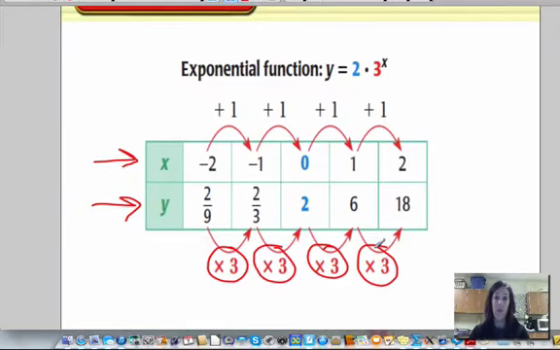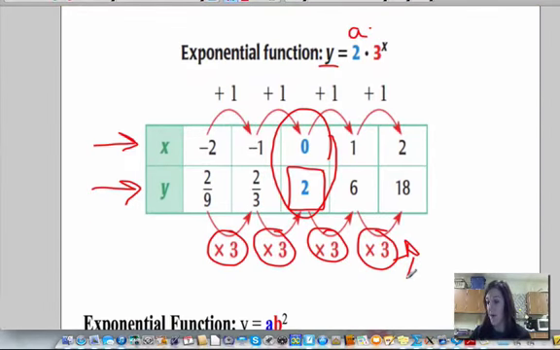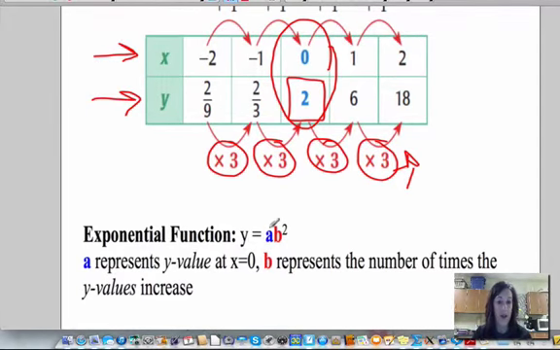And there's a certain way that we can set up an equation. We would say y equals, and this first value, we're going to call the a value, is the number for y when x is 0. So when x is 0, y was 2, so we plugged that up there. Now my b value is what you are multiplying by every time. So the exponential function will be y equals a times b to the x.